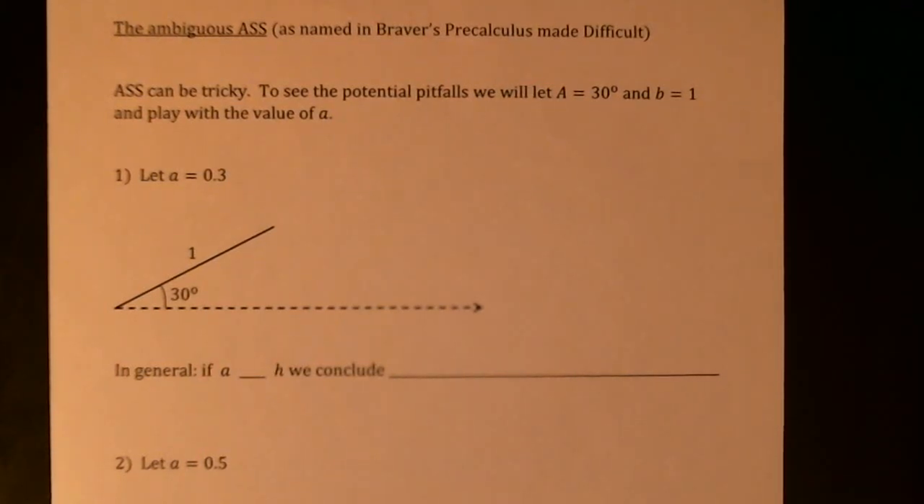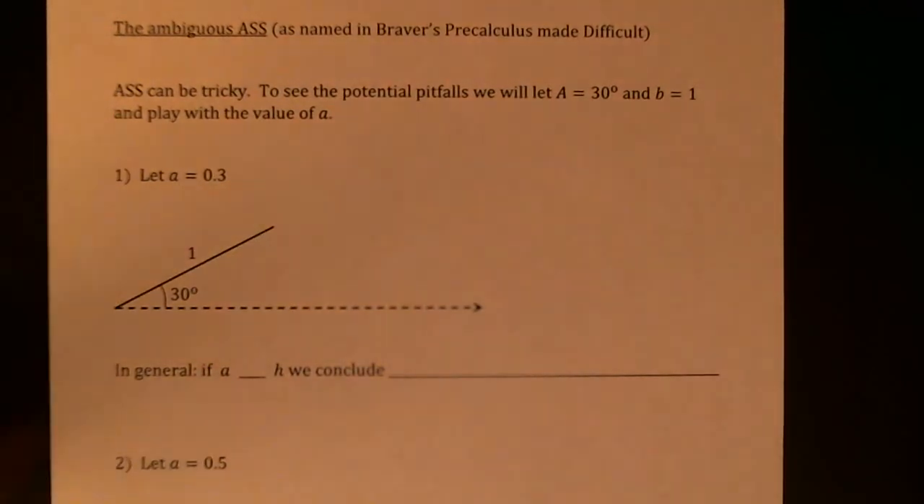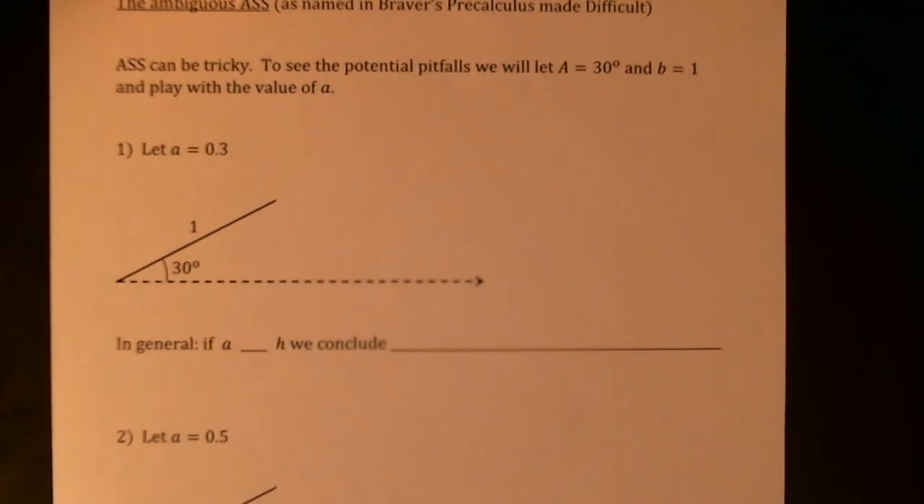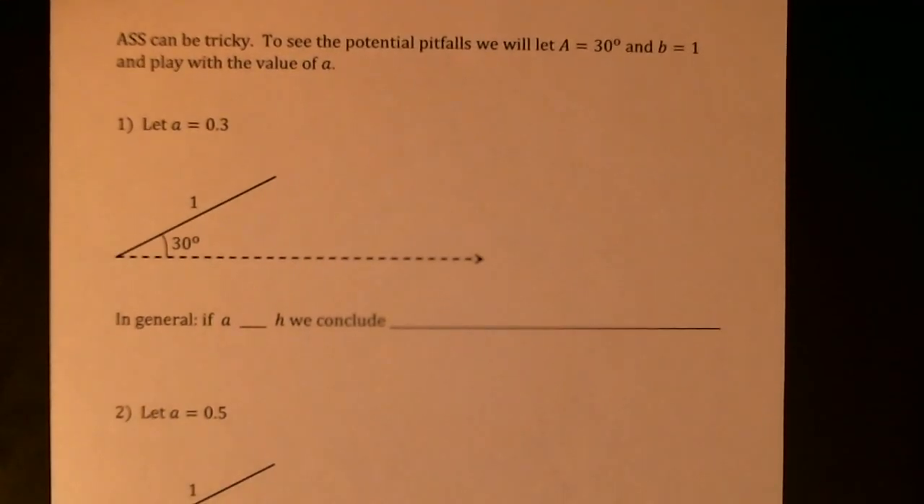Everyone. In this video, we're going to talk a little bit more about why angle side side can be difficult, why it's not our favorite. So thanks to Seth Braver's pre-calculus book, this has been dubbed the ambiguous ASS. So there are, I guess, 4 different things that can happen. A couple of them are kind of weird and a couple of them are not that crazy. They're sort of what we'd be expecting. So I just want to walk through so that you can see all the different things that can happen.